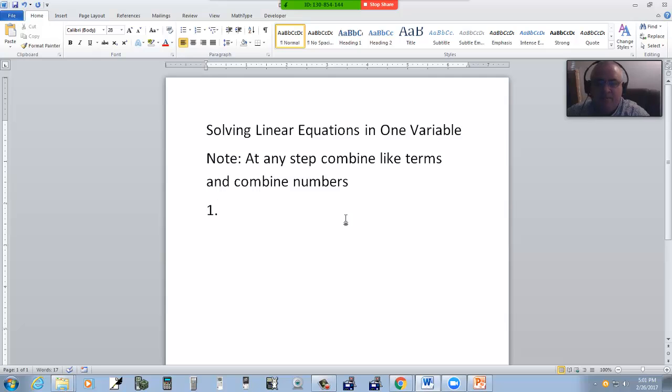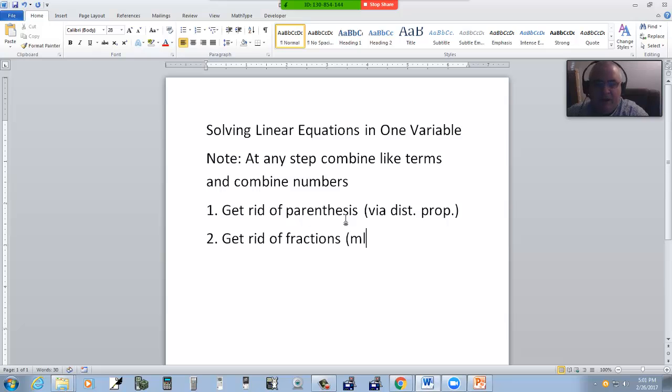Our first step says to get rid of parentheses. And we do this via the distributive property. Second step, we get rid of fractions. We multiply by the LCM of all the denominators.